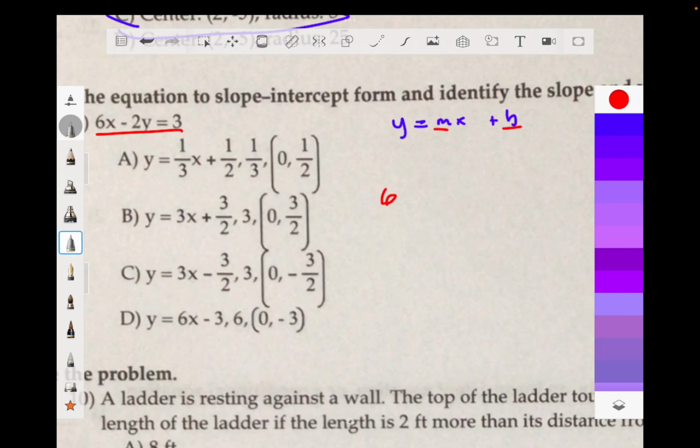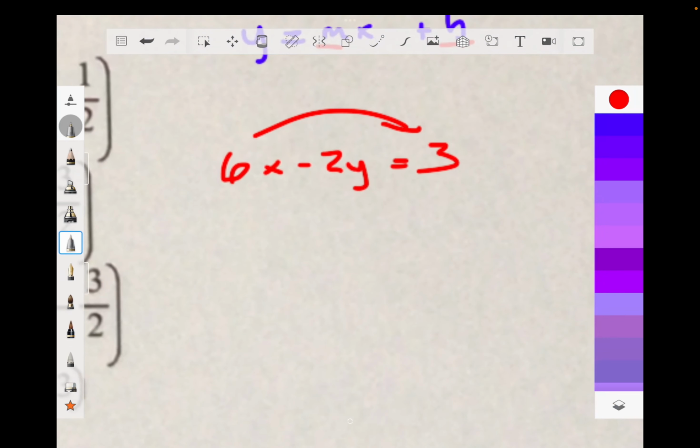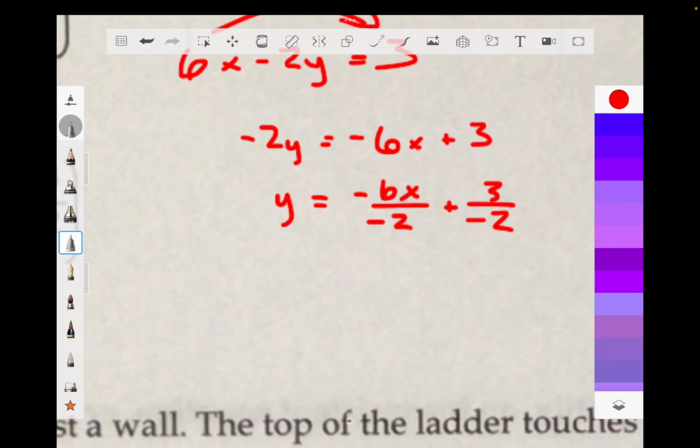So 6x minus 2y equals 3. Solving for y, I bring the 6x over here, so it becomes negative 2y equals negative 6x plus 3. Divide both sides by negative 2, so it becomes y equals negative 6x over negative 2 plus 3 over negative 2, which of course is 3x minus 3 halves. This is our m, and this is our b.